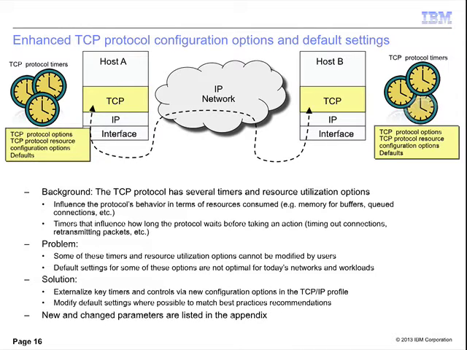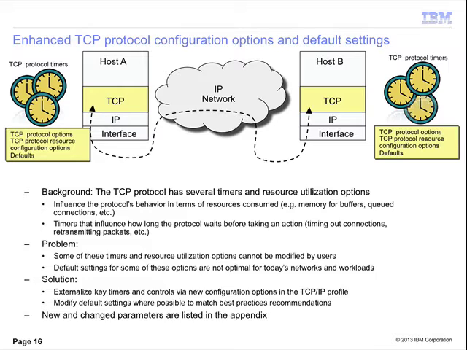The next chart talks to enhanced protocol configuration options and some default setting changes. Basically, the TCP protocol has a number of timers that it has to maintain for various things, such as when it's going to retransmit packets, when it can clean up a connection that's in the process of terminating. It has various internal controls over the amount of memory being used for buffers and so forth.